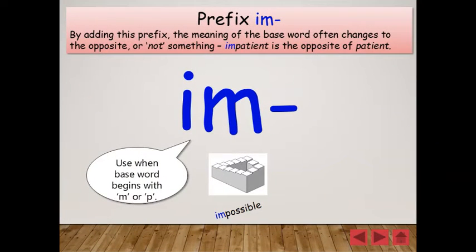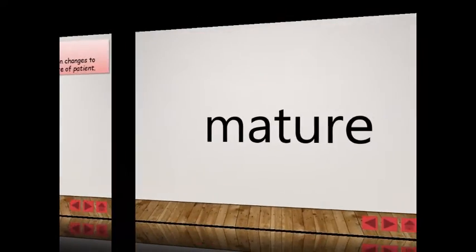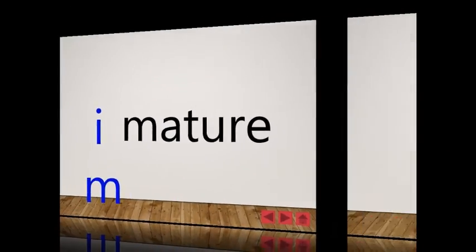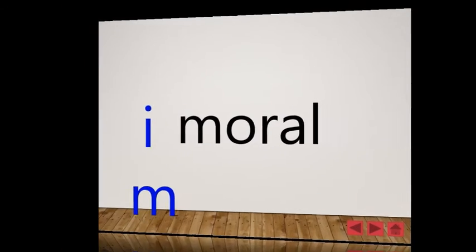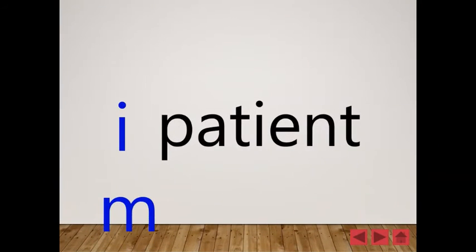The prefix "im". By adding this prefix, the meaning of the base word often changes to the opposite or not something. So the opposite of passion is impassioned. To the words that begin with the sound M or P, we add the prefix "im" before these words. Mature, immature. Moral, immoral. Passion, impassioned.